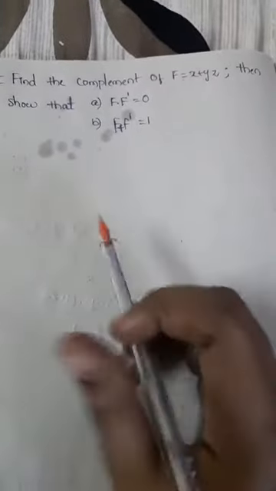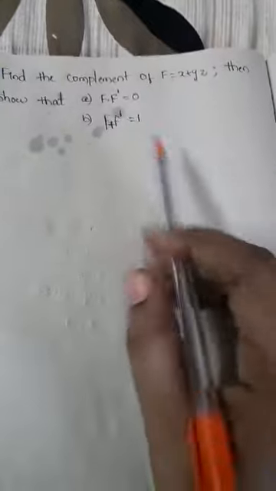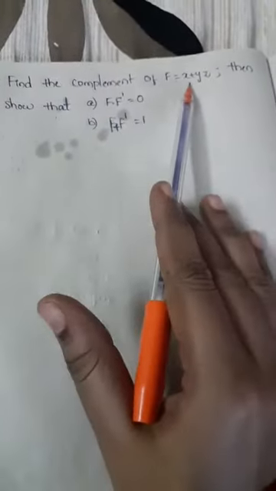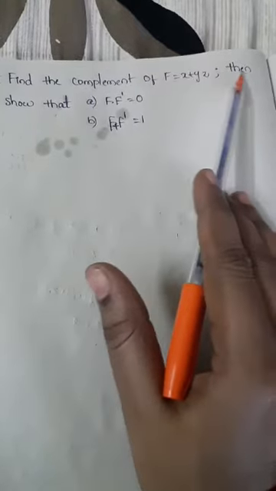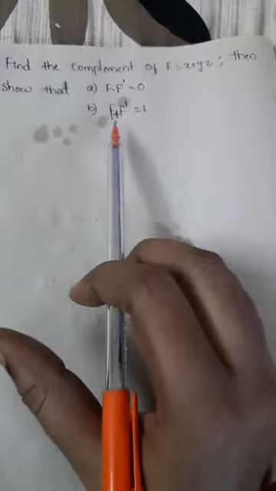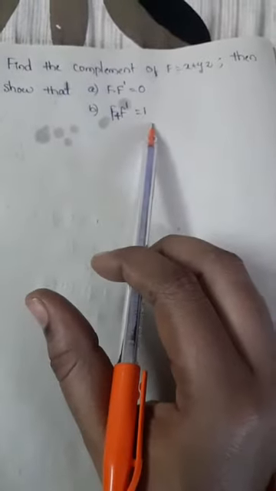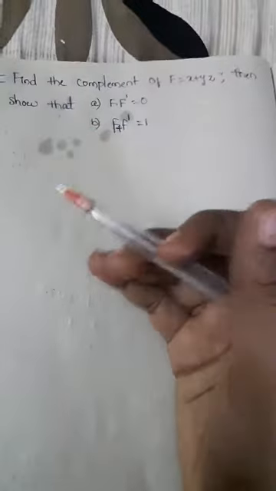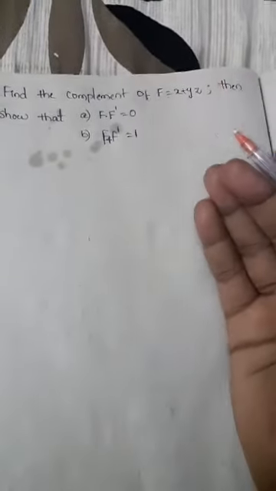In this class we are going to discuss Boolean algebra problems. The first problem is: find the complement of F equals X plus YZ, and then show that F into F complement is equal to 0 and F plus F complement is equal to 1. We have already discussed some problems related to Boolean algebra.